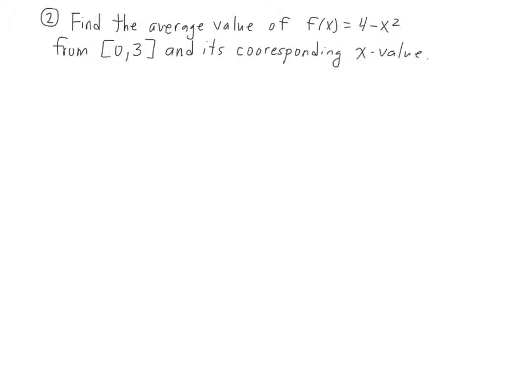Alright, last example. We want to find the average value again of this function, 4 minus x squared. Our interval here is from 0 to 3. Again, those are x values. This is really the a, this is really the b. We also want to find its corresponding x value. So let's start by writing down our formula for the average value of a function.